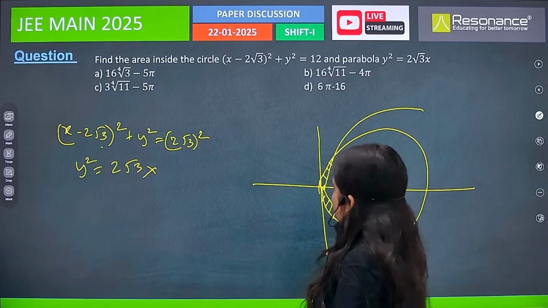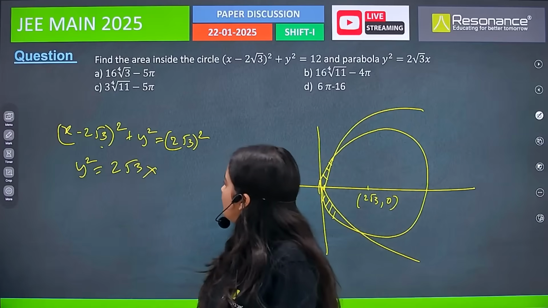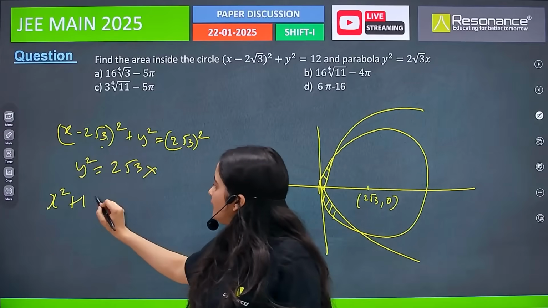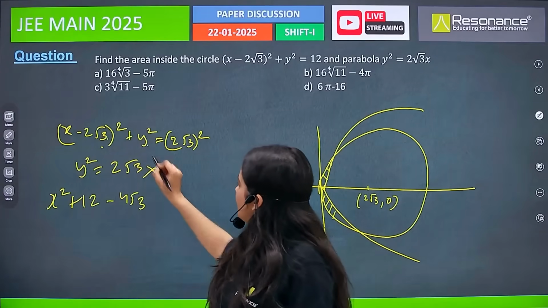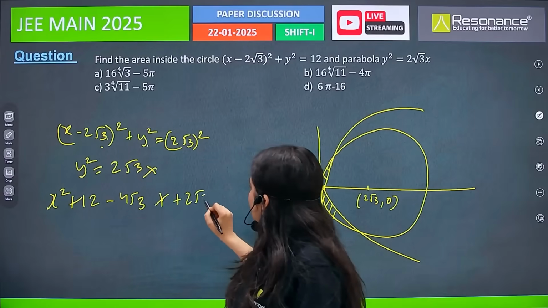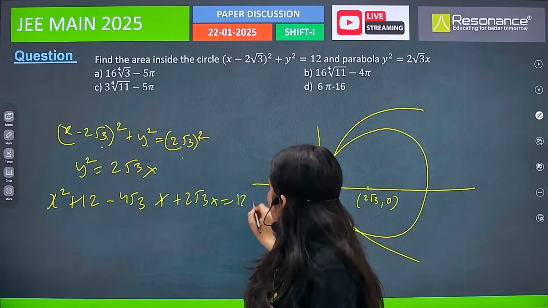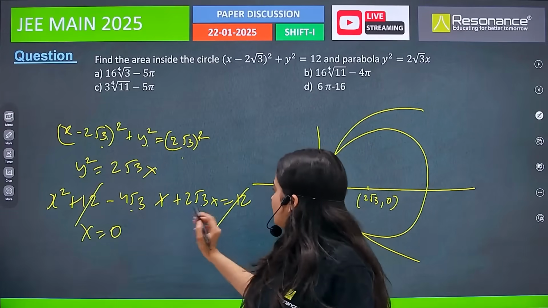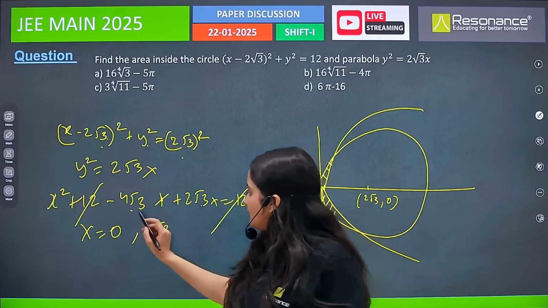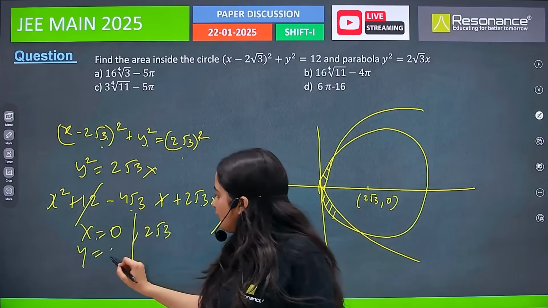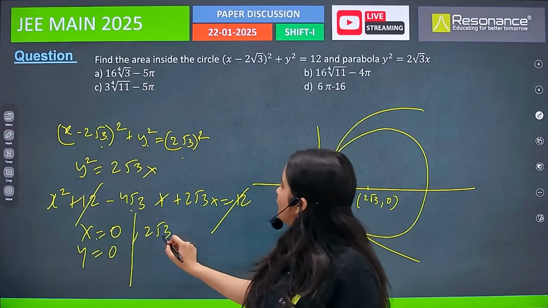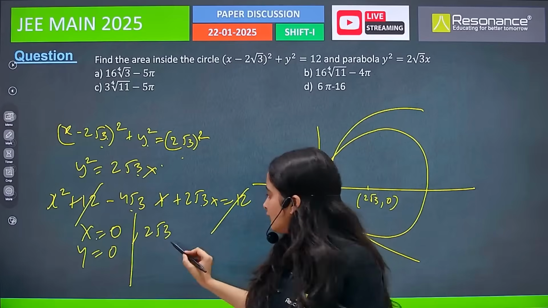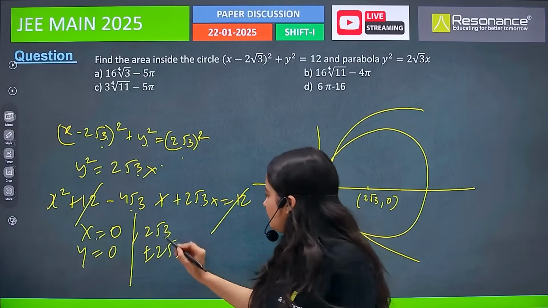Let's find the point of intersection first. So if I solve these two, what am I going to get? x minus 2 root 3 whole square will become x square plus 12 minus 4 root 3x. In place of y square, I can write 2 root 3x, equals 12. 12 cancels. x is either 0 or 2 root 3. When I put x equals 0, I will get y equals 0. When I put x equals 2 root 3, y square is 2 root 3 into 2 root 3, 12. y will be plus or minus 2 root 3.